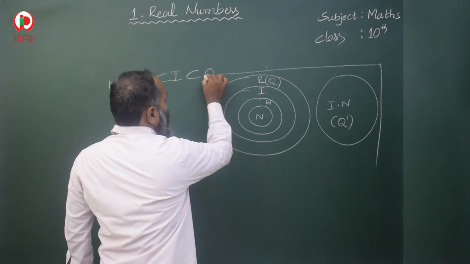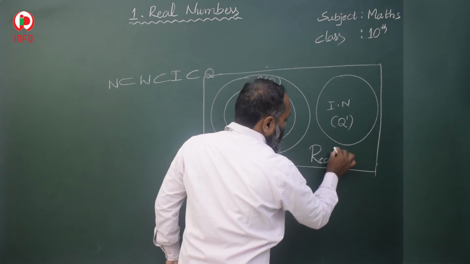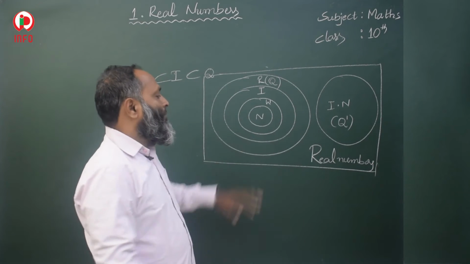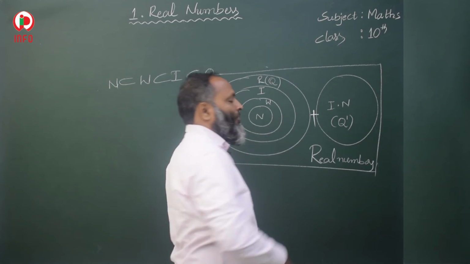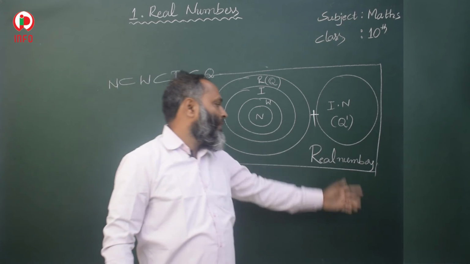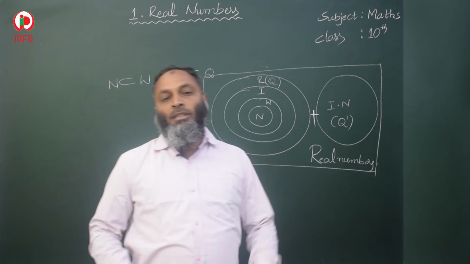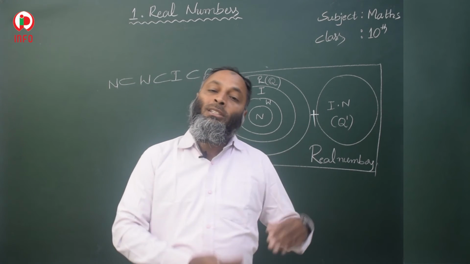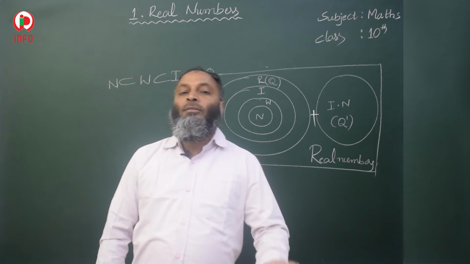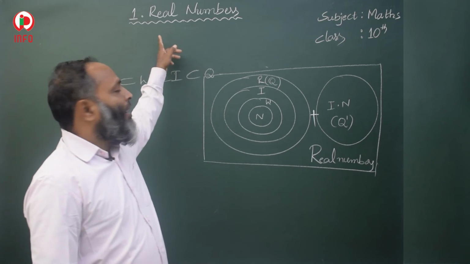So rational plus irrational gives real numbers. Rational plus irrational is equal to real numbers. Okay, so this is the concept of our number system: the set of natural numbers, set of whole numbers, set of integers, set of rational numbers, set of irrational numbers. After that, our chapter is the set of real numbers.